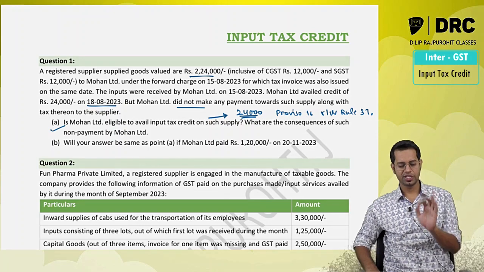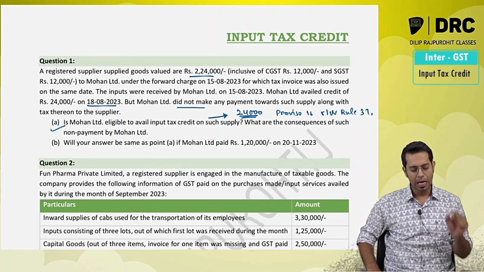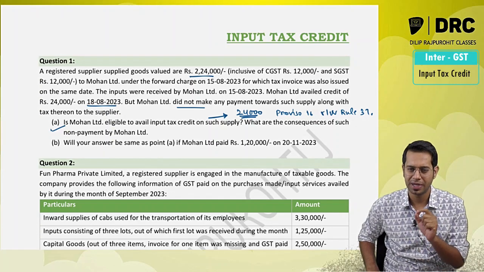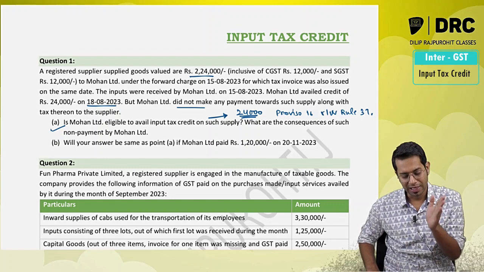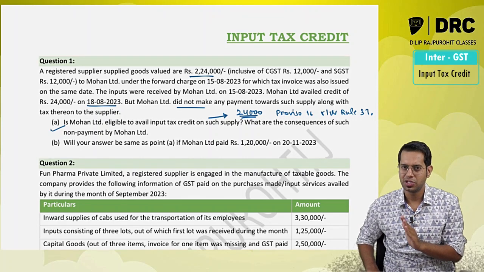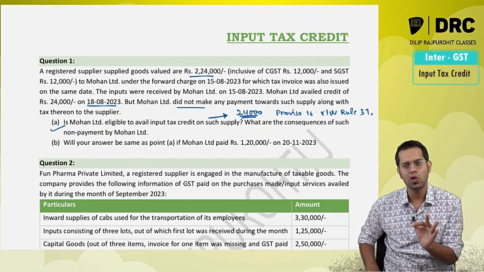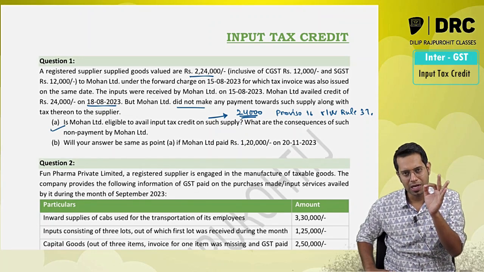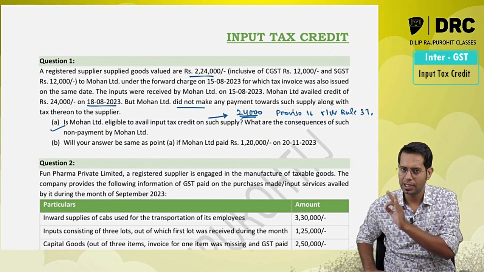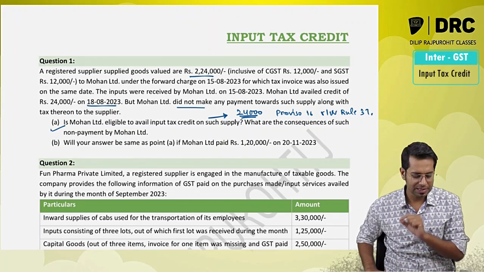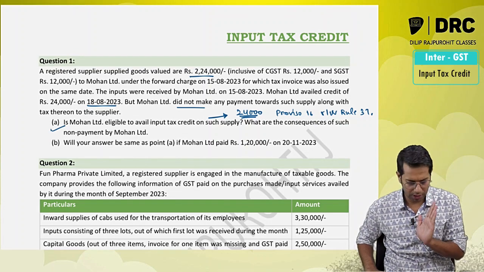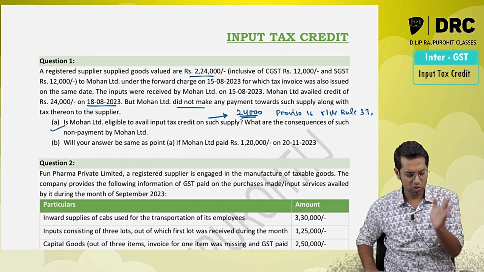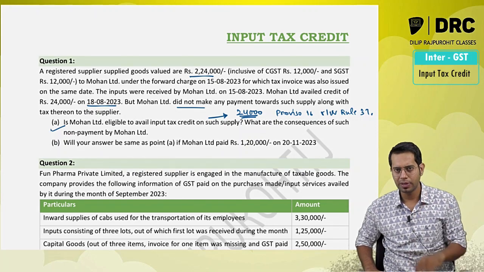As per proviso to section 16 read with rule number 37, where a registered person does not make the payment to the supplier within 180 days from the date of invoice, then he will have to reverse the input tax credit which is taken by him. This reversal of input tax credit shall be along with interest. Such interest shall be computed from the date of taking the input tax credit till the date of making the payment. Now in the present case, since Mohan Limited has not made the payment to the supplier, Mohan Limited will have to reverse the input tax credit. So this reversal of input tax credit should be along with interest.